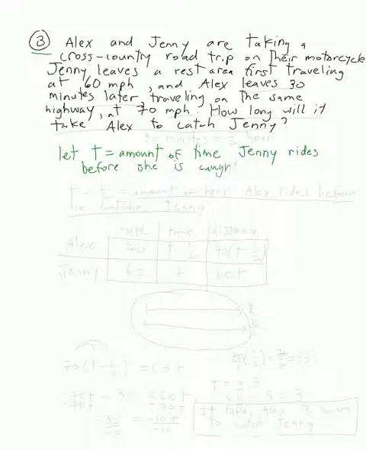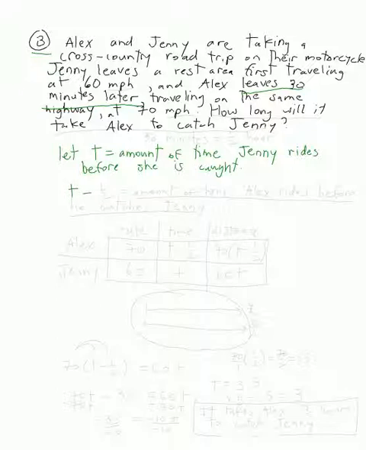Before she is caught. Okay, so she's been going the amount of time t before she's caught. How about Alex? How much time does he go? Well, since it says that he leaves 30 minutes later, that means that his time is 30 minutes less, right? Whatever Jenny's time is, let's say hers is 3 hours, Alex has to be 2.5 hours. Okay? Because Alex leaves 30 minutes later.